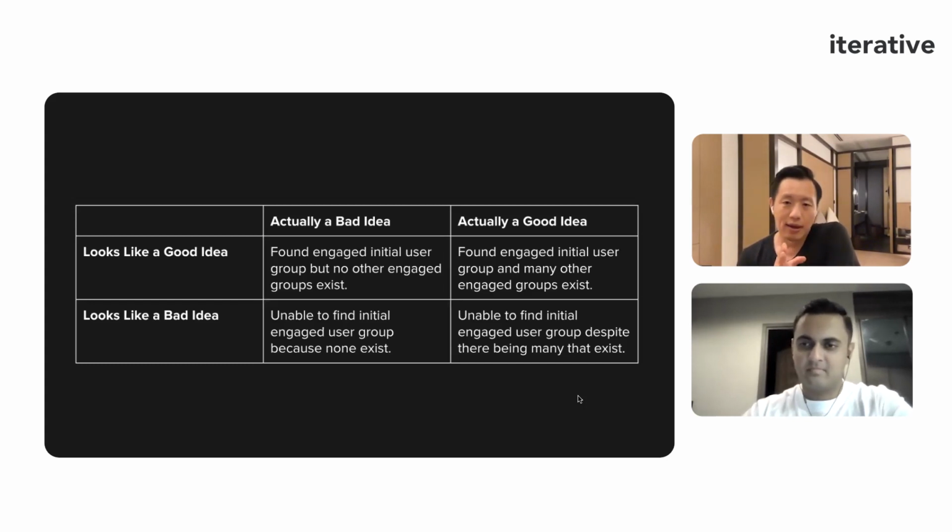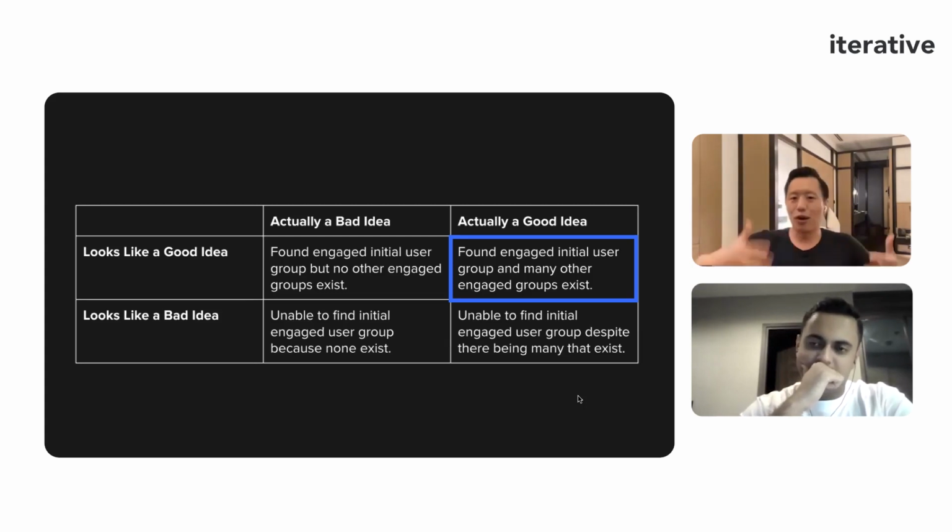Okay. I'm just going to go clockwise. Looks like a good idea and is actually a good idea. You found an engaged initial user group, and it turns out many other engaged groups exist. What this means is you can grow into quite a large company because you can just start conquering or invading each of these engaged user groups, and eventually you end up with all these people who want to use your product. So that's great.